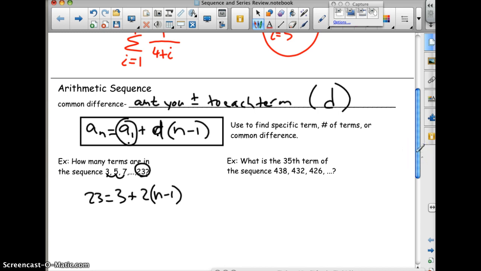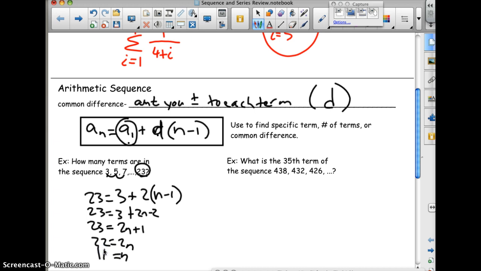So I'm going to have, let's see, 23 equals 3 plus 2n minus 2, which is 2n plus 1. And this is 23. I subtract 1 from both sides. 22 equals 2n. n equals 11.